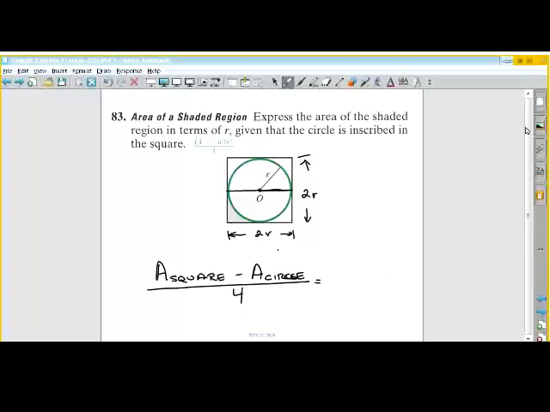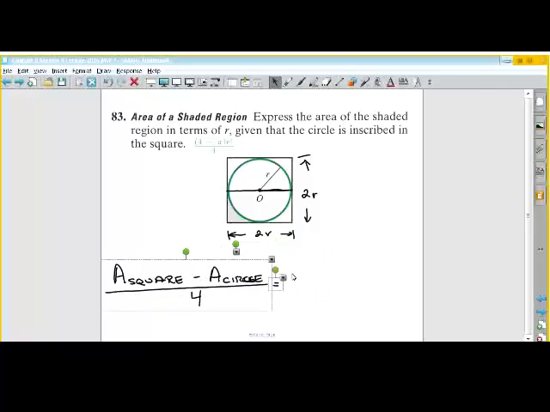So the area of a square is just the side squared, the length of the side squared. The length of each side in this square is 2R, and we square that. It's just the width times the height, in this case the same. So that's the area of the square. Then we subtract the area of the circle. Well, the area of a circle is pi r squared. And then we divide the whole thing by 4.